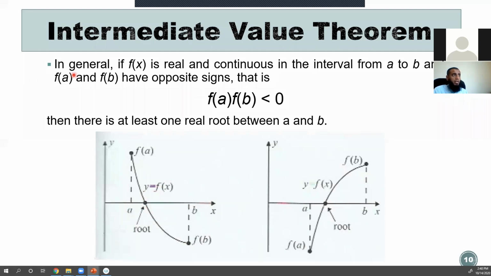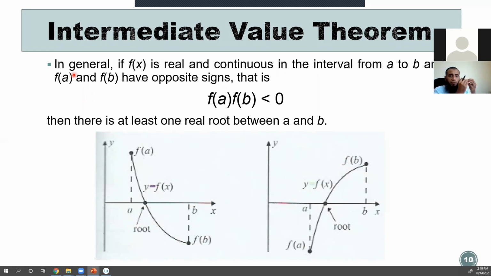So the intermediate value theorem actually just wants to state that at the interval A and B, there is a root. Between the interval A and B, it means somewhere in the middle there is a root. Is there any root or not? So this is the intermediate value theorem.